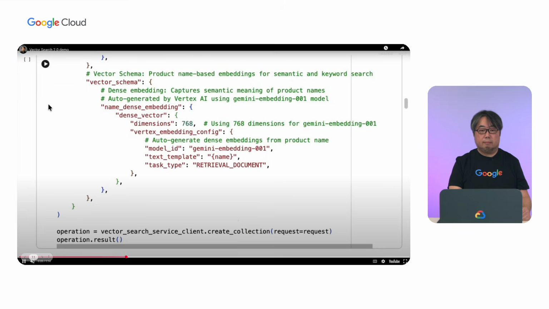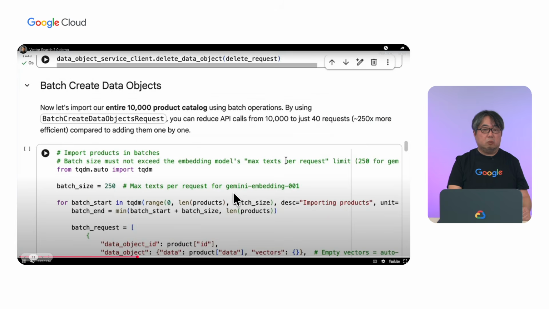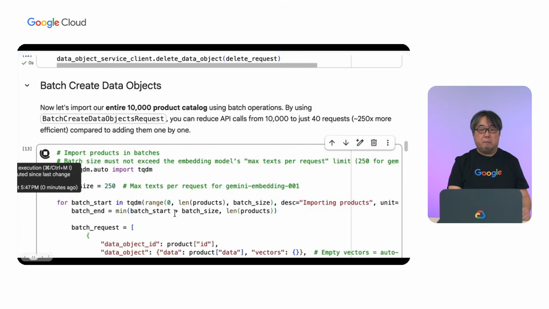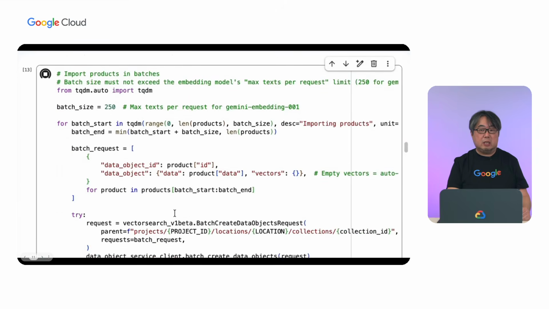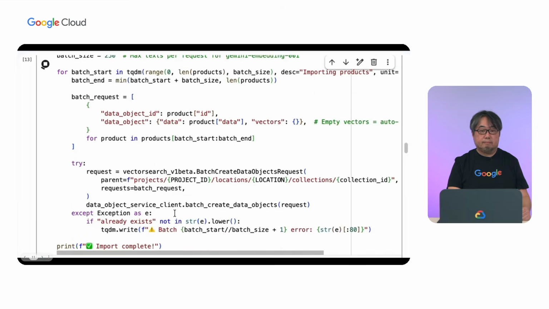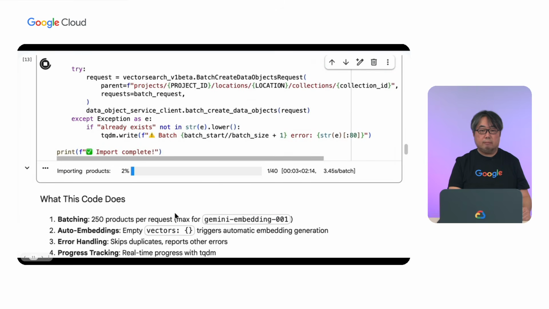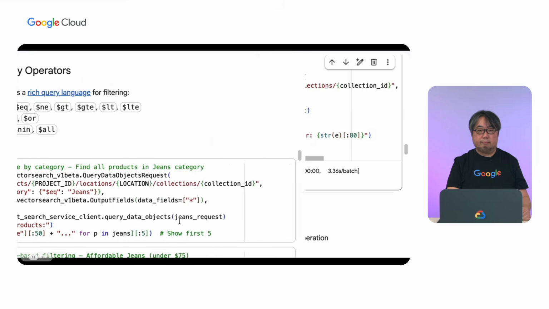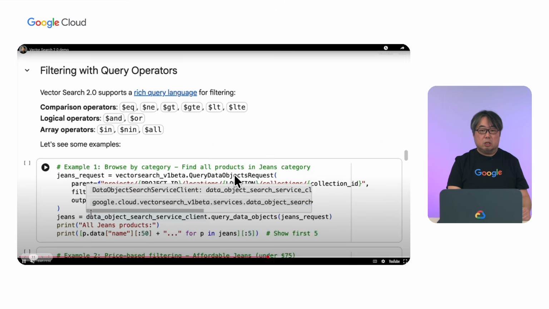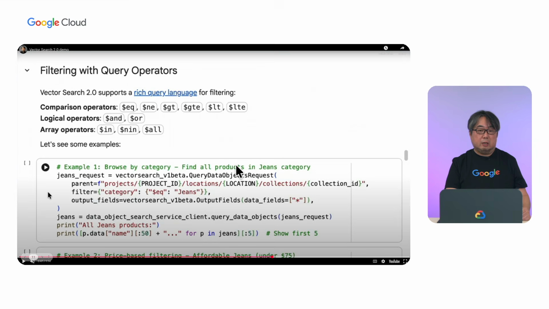So now you can start importing the data to the collection by wrapping the data with the data objects. In this demo, we are using 10,000 samples from the 30,000 dataset imported into the index. So now it's ready to get started.